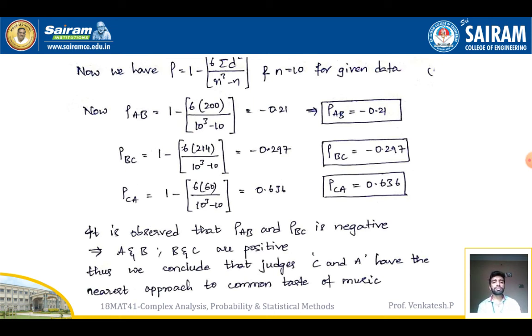One thing we have to observe here is that the rank correlations of AB and BC are negative. Therefore we can conclude that the judges C and A have the nearest approach to the common taste of music, since it is a positive one.